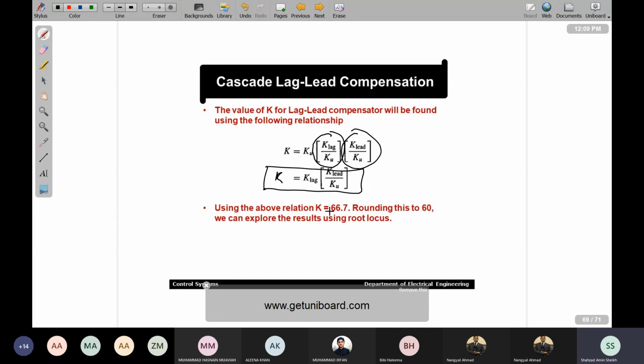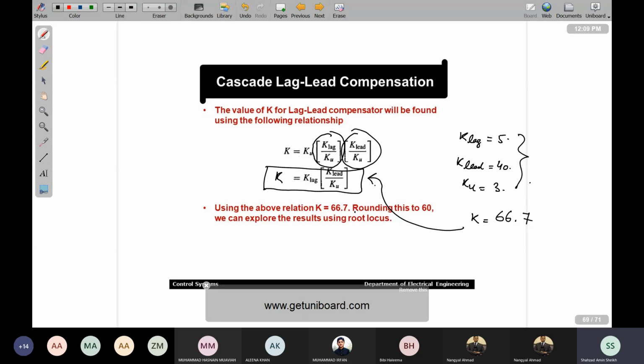And if you use this relationship, you will be obtaining k is equal to 66.7. Why? Because k lag जो हमने calculate किया हुआ था that was equal to 5, और k lead जो था that was equal to 40, और ku जो था that was equal to 3. So all these gain parameters जो है ये हम already पिछले 3 डिजाइन्स में देख चुके हैं. So as a result of that, इसके लिए जो optimum k है that should be 66.7, which is obtained using this relationship.